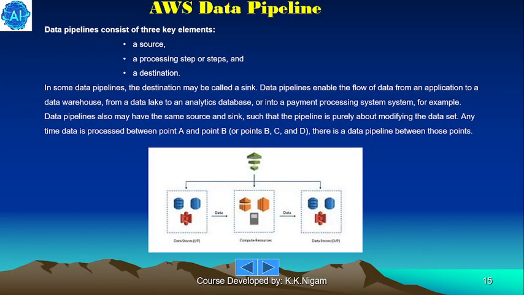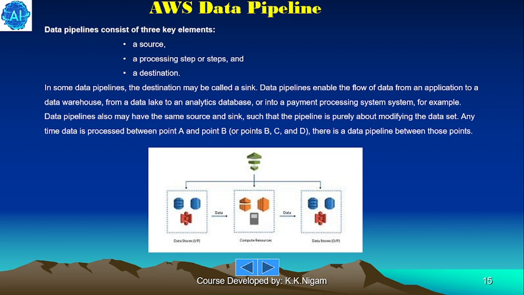Data pipelines consist of three key elements: a source, a processing step or steps, and a destination. In some data pipelines, the destination may be called a sink. Data pipelines enable the flow of data from an application to a data warehouse, from a data lake to an analytics database, or into a payment processing system.